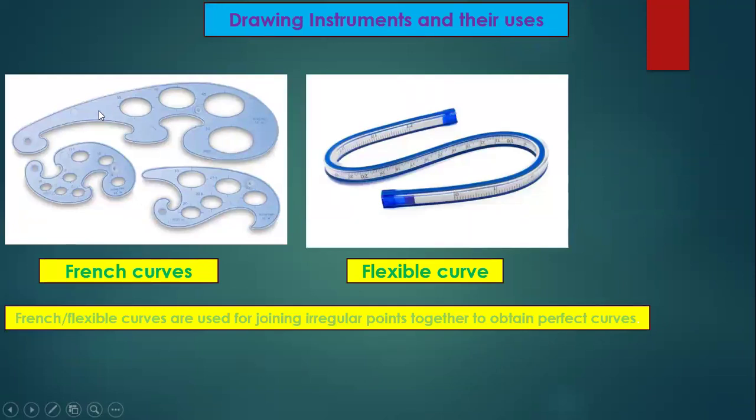Then we also have French curves. So these are French curves, and we also have flexible curves. So anyone that we have from these two can be used for joining irregular points together in order to obtain perfect curves.